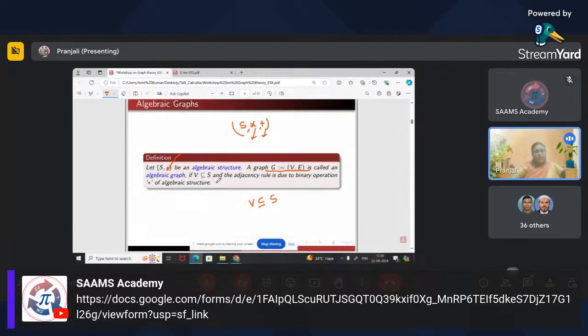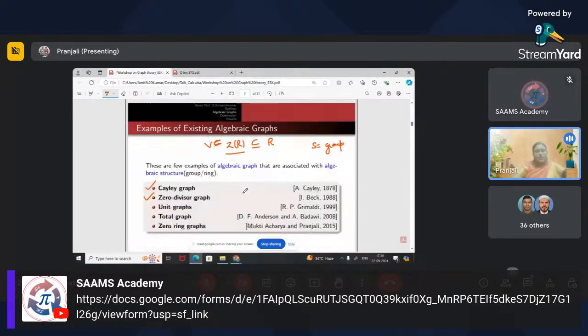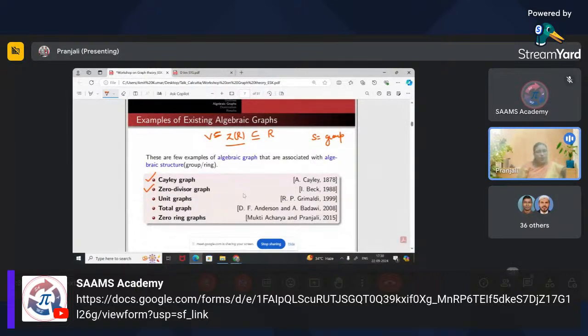V should be a subset of S. In zero divisor graphs, since a ring consists of two binary operations, addition and multiplication, we generally use multiplication as the binary operation to define the adjacency rule. The zero divisor graph has the set of zero divisors as its vertices, and the adjacency rule is that the product of two distinct vertices, labeled with elements of R, should be 0 under that modulus.